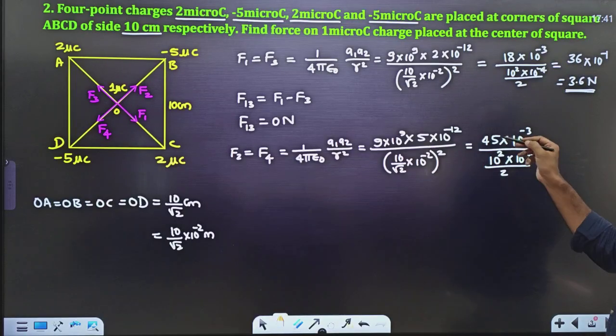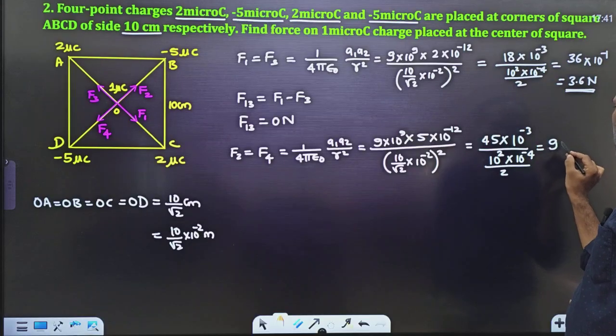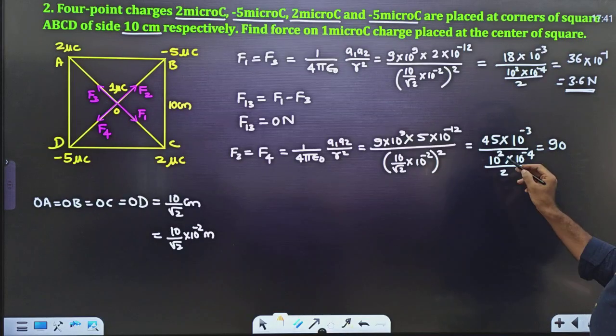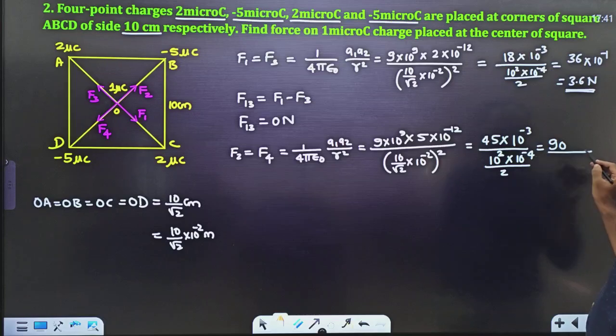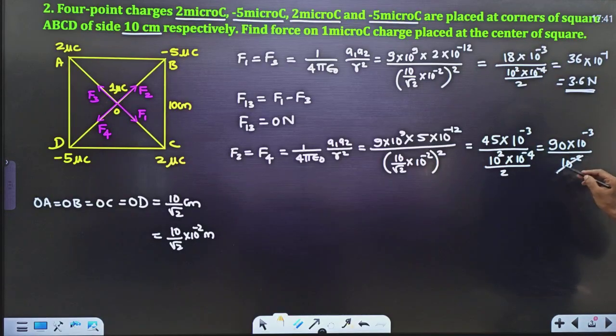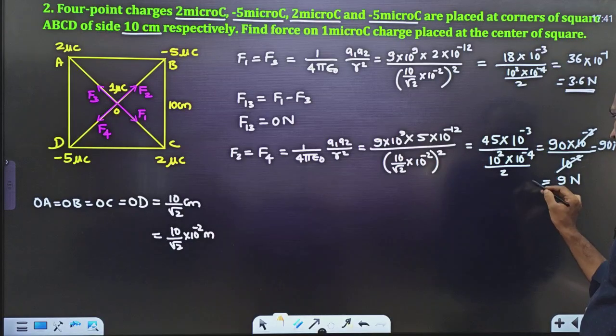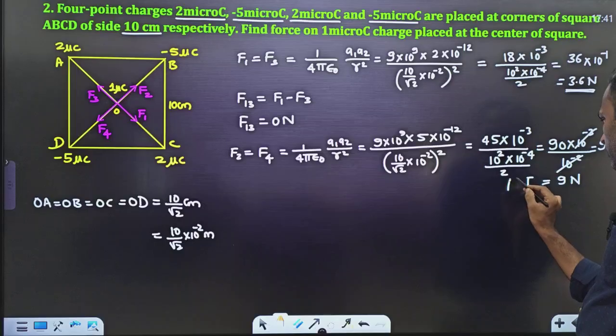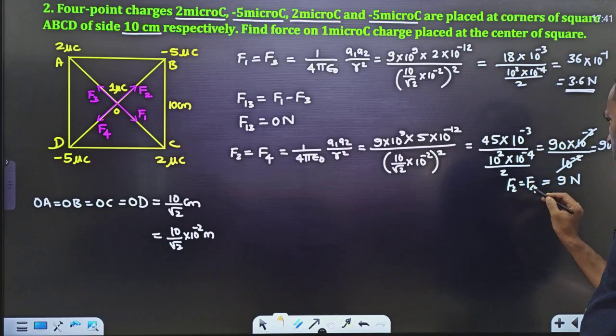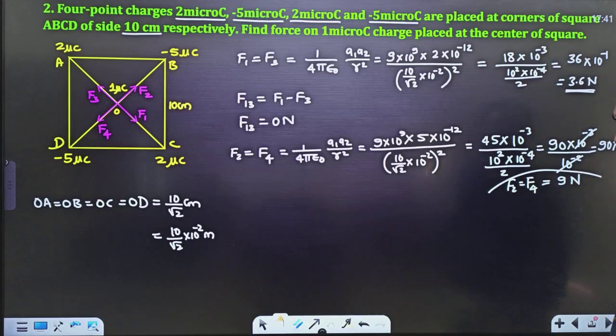Correct? So 2 will multiply to the numerator, it will become 90. 45 into 2. So this is 10 to the power plus 2 minus 4. In the numerator we have 10 to the power minus 3. Correct? Minus 2 from this, minus 2 from this will get cancelled. What will I get? I will get 90 into 10 to the power minus 1, that is nothing but 9 Newton. So this is F2 and F4. So we got F2 is equal to F4 is equal to 9 Newton. Correct? This much we got.